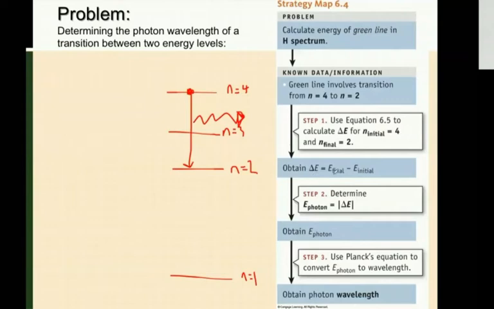So delta E is going to be the energy of the final level, which is n is equal to 2, minus the energy of the initial level, which is n is equal to 4. And we can use that to determine the energy of the photon, which is the absolute delta E. Obtain the energy of the photon using step 2. And then finally, we can convert this to the wavelength using Planck's equation.